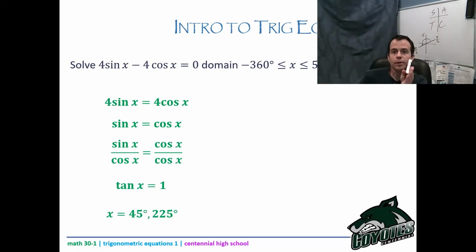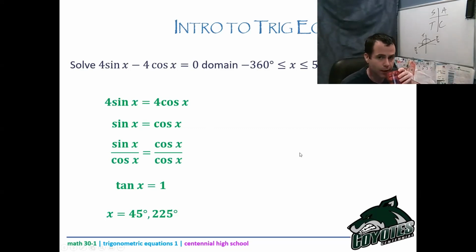Now I think about my window. And my window actually allows me to go from negative 360 to 540. So I start adding 360 to 45. I start subtracting 360 from 45. I start adding 360 to 225. I start subtracting 360 from 225. And I see if all of those are within my domain. I'm going to give you a sec to do that. Figure out what your full answer solution set is.